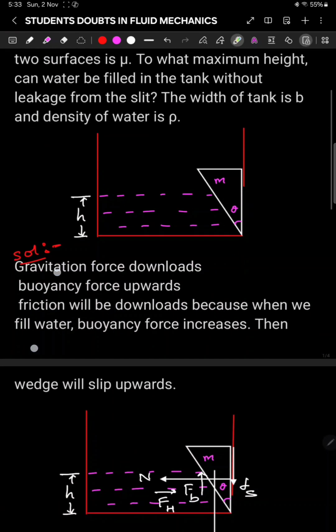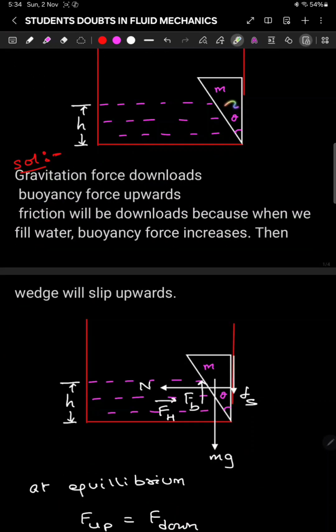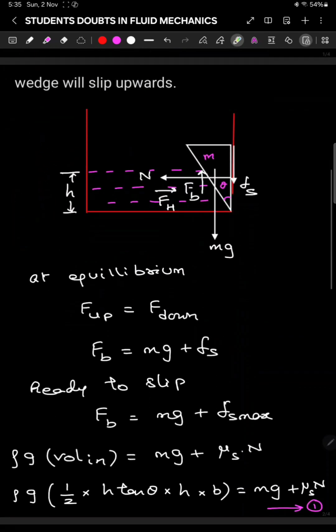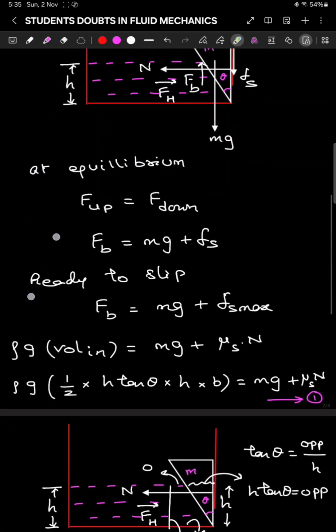Now look carefully. Gravitational force of the wedge always acts downwards, and water will produce a buoyancy force on the wedge, so the wedge can move upwards. As we increase the level of water, buoyancy force increases, then it will try to move upwards. This motion is opposed by the friction between the wedge and the vertical wall, that will be downwards. Horizontal force given by the water on the wedge will be Fh and the wall will give normal reaction like this. Now at equilibrium, upward force will balance with downward force and left side force balance with right side force.